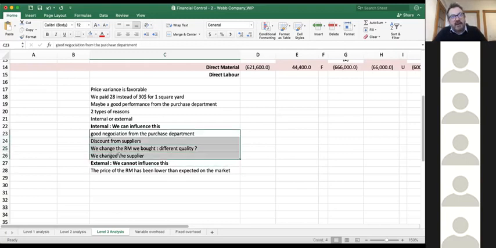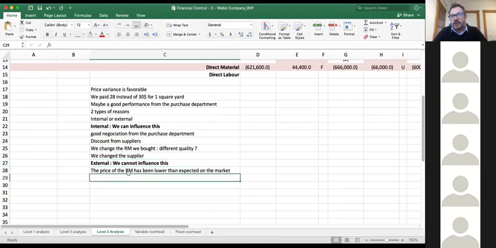But all those things are things we are responsible for. Internal reasons are things we can have an influence on. When it's external, we cannot usually influence it. If the price on the market for the raw material has been lower than expected, it means that we benefit from a situation.